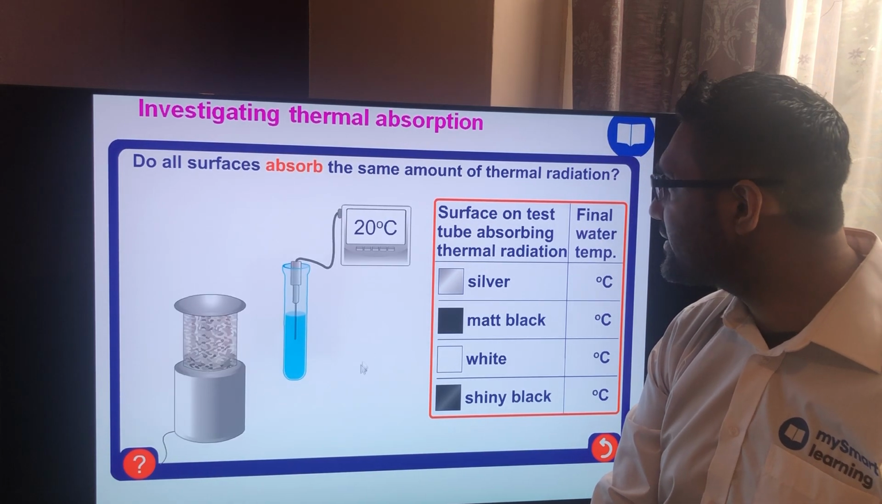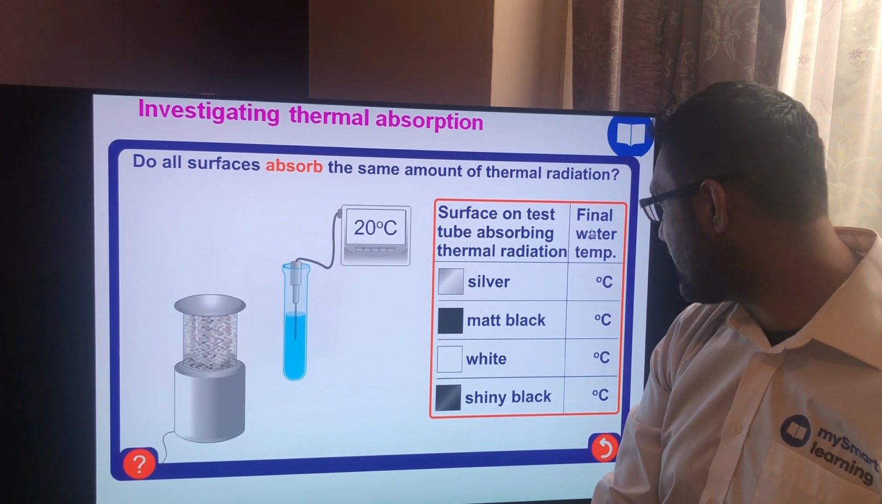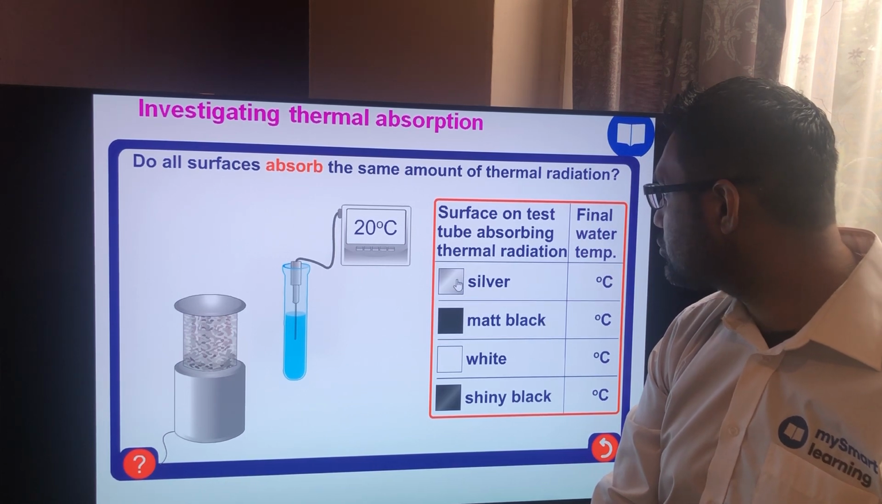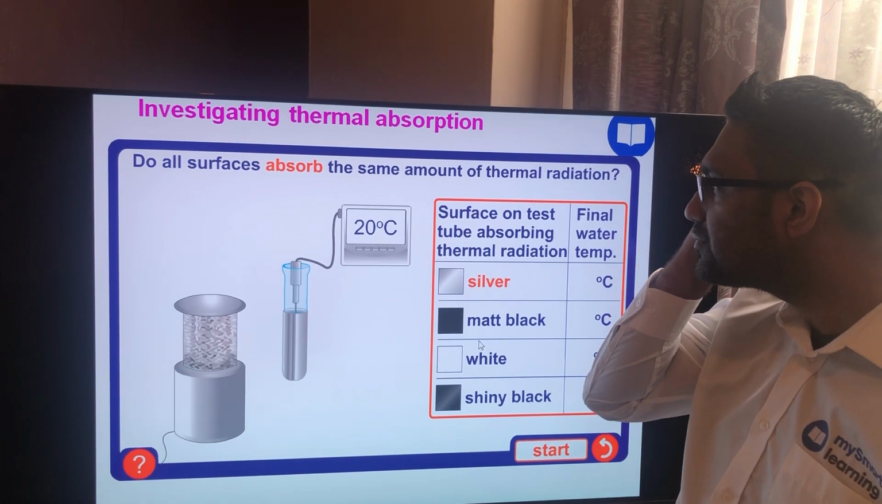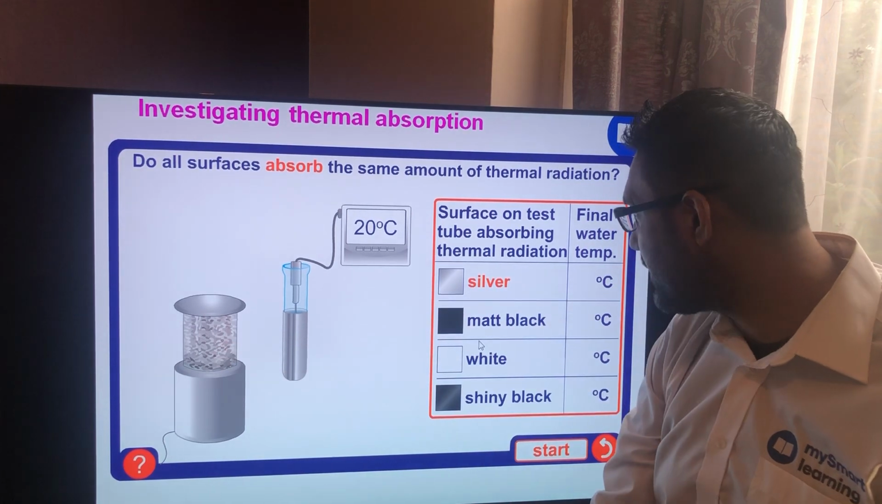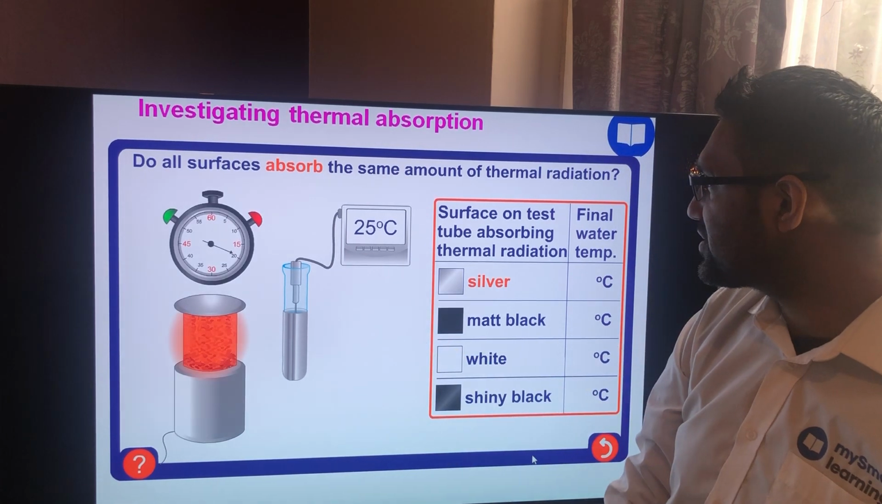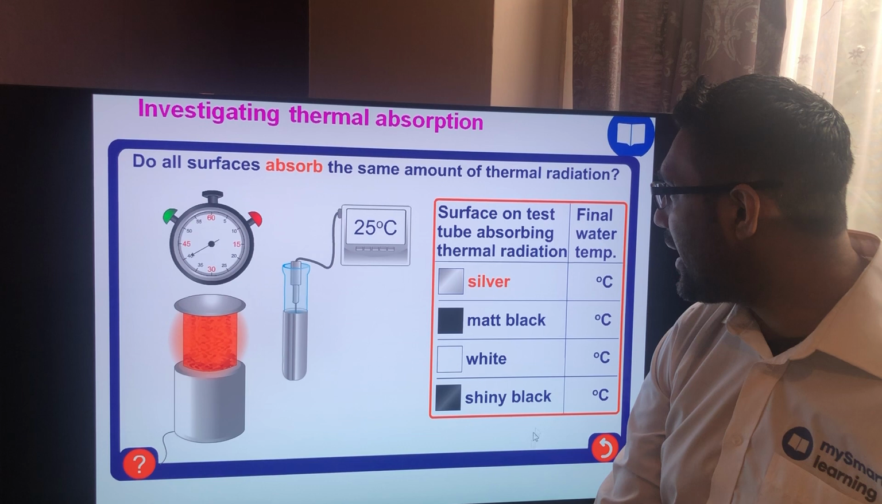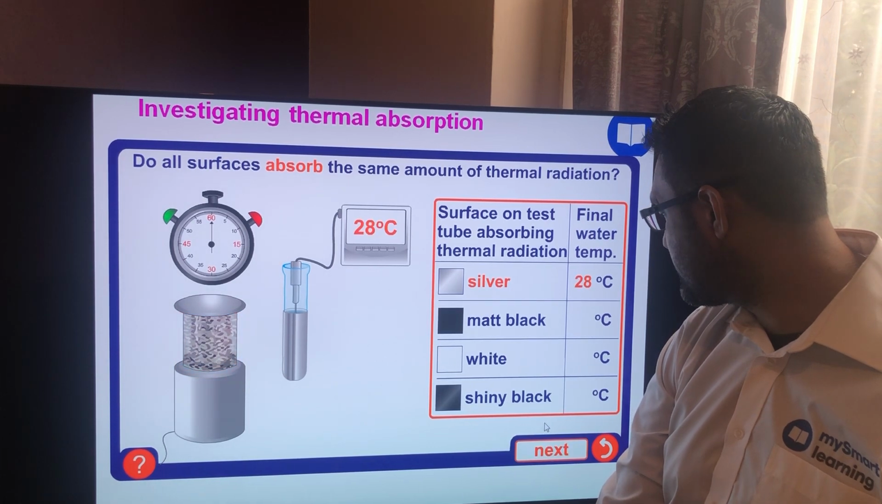Next then, do all surfaces absorb the same amount of thermal energy? Well, I'll give you the answer to that. So let's try silver then. Does silver absorb? If I try to heat this up, there's my heater there, and I'm going to try to heat this water up from this radiator there, and after 1 minute, I'm getting 28 degrees.